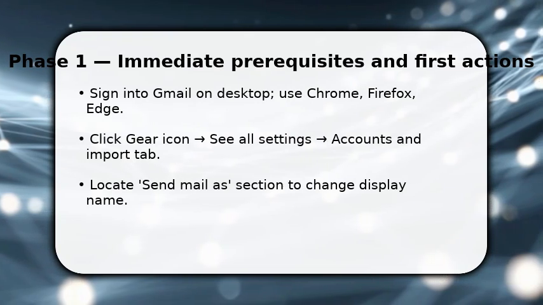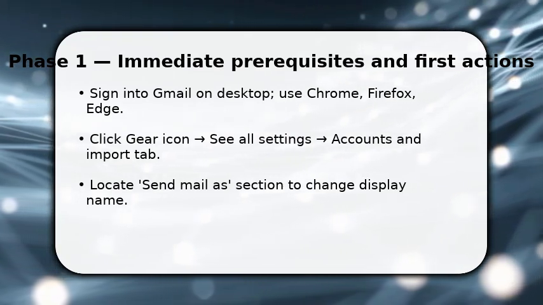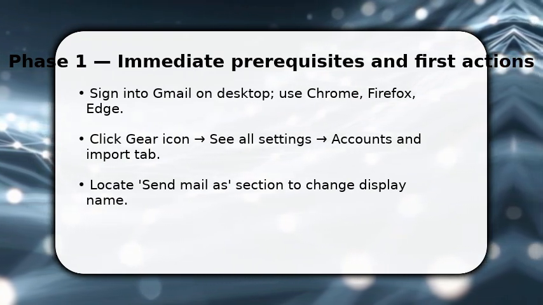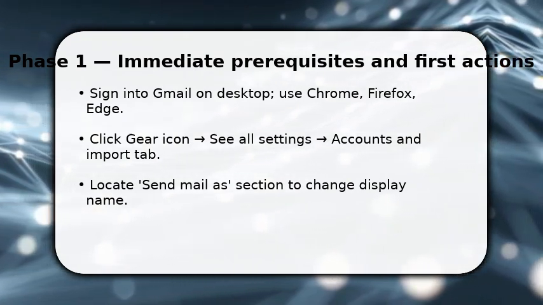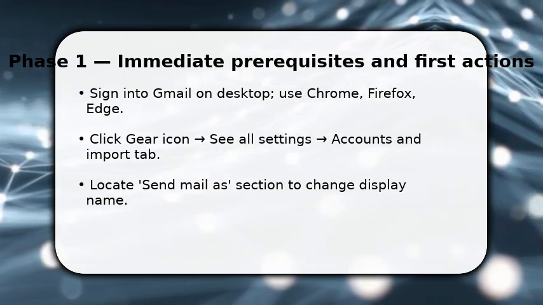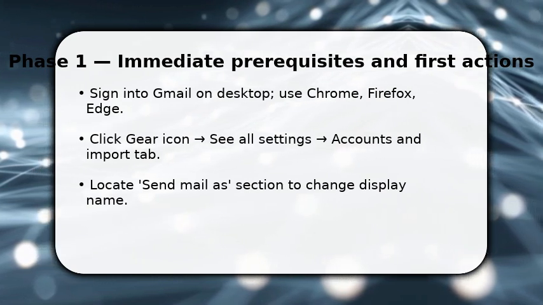You're signed in, so start in Gmail settings now. Click the gear, choose See All Settings, then open Accounts and Import. This is where Gmail controls the name attached to outgoing mail. Once there, find Send Mail As and click Edit Info next to the address you want to change.